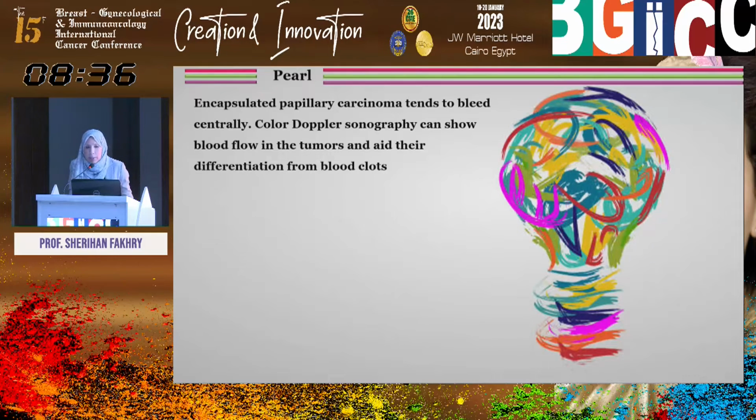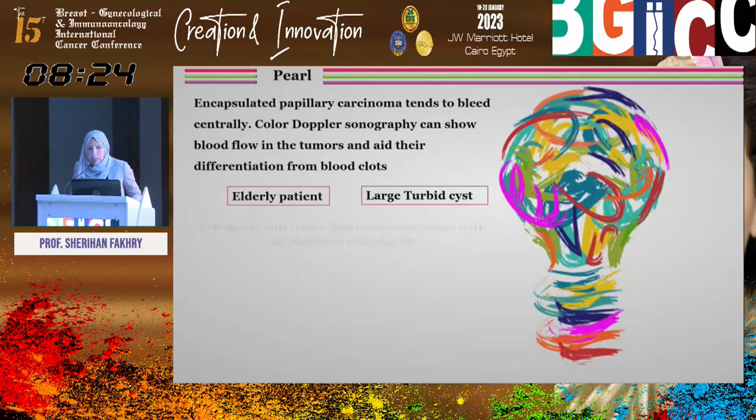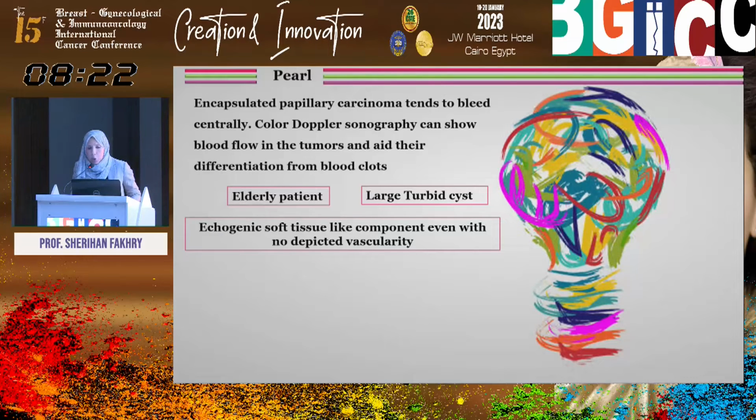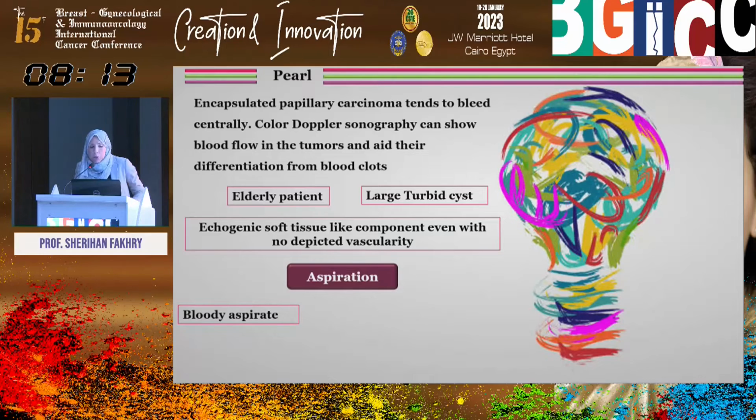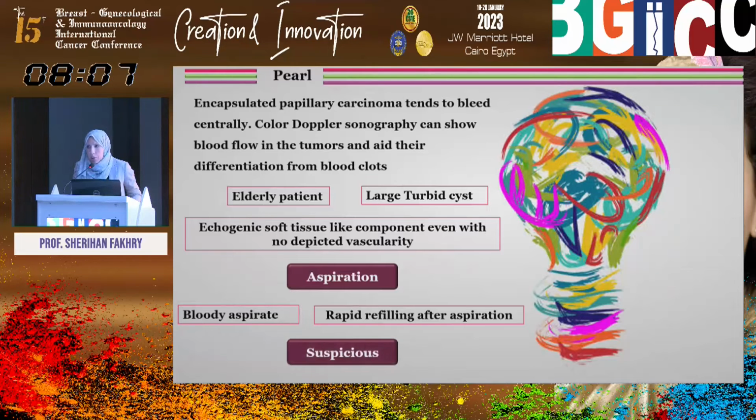Encapsulated papillary carcinoma tends to bleed centrally, and color Doppler can show blood flow in these tumors, and this aids in their differentiation from blood clots. But please, in an elderly patient with a large turbid cyst and intracystic echogenic soft tissue-like component, even with no depicted vascularity, it is better to perform aspiration. If there is bloody aspirate or rapid refilling after aspiration, in these cases, it should raise our suspicion.